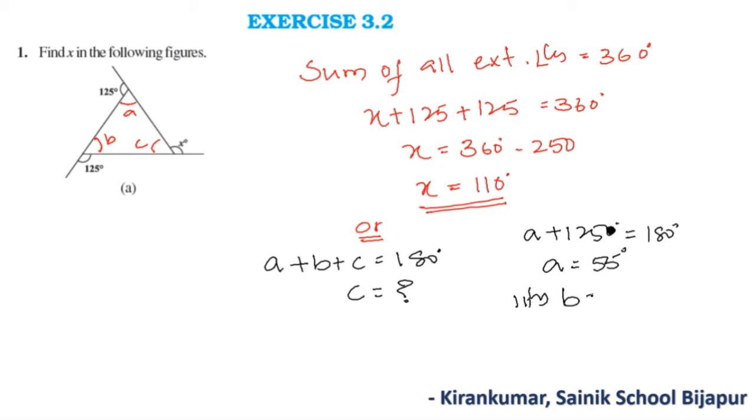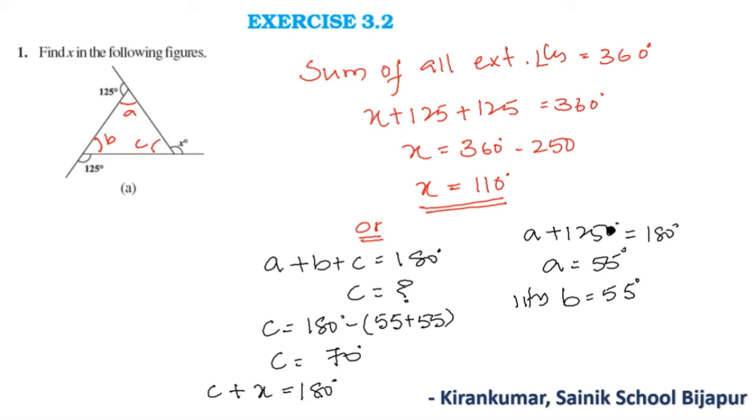Similarly, B will be equal to 55 degrees. So C will be 180 minus the sum 55 plus 55. So C will be equal to 70 degrees. Now angle C plus X will be equal to 180 degrees, linear pair. So X will be 180 minus 70, which is 110 degrees. This is the alternate method for solving this question.